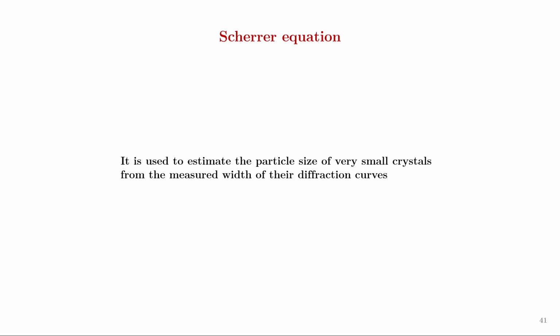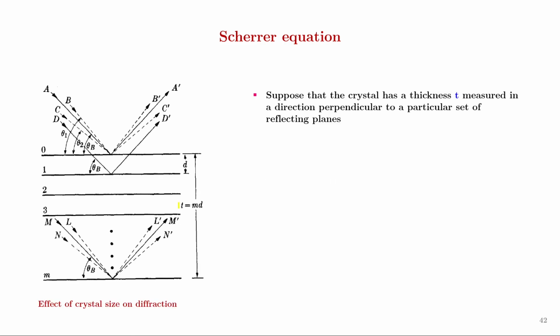The Scherrer equation. The Scherrer equation is used to estimate the particle size of very small crystals from the measured width of their diffraction curves. Let us consider a crystal having thickness T measured in a direction perpendicular to a particular set of reflecting planes.